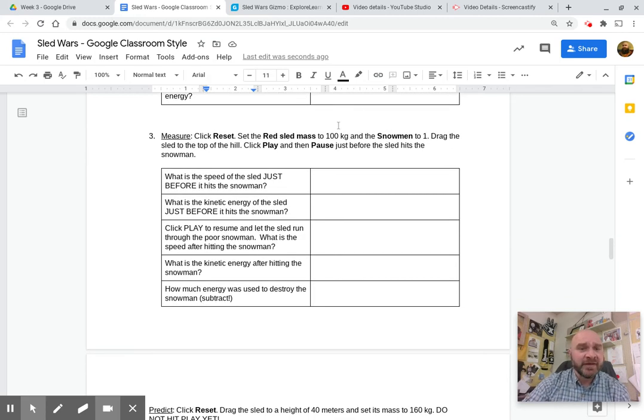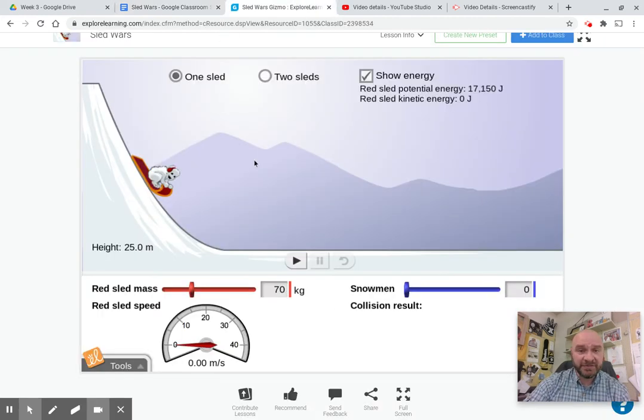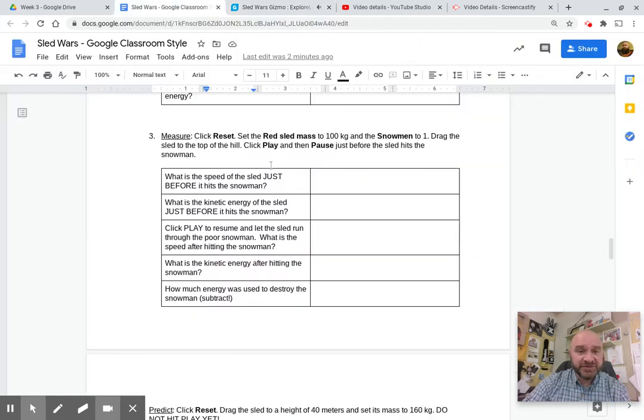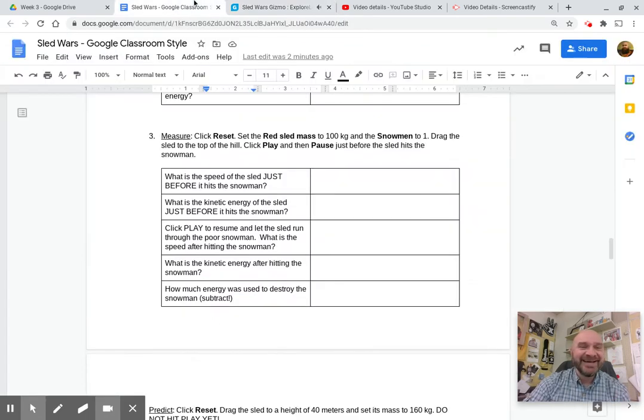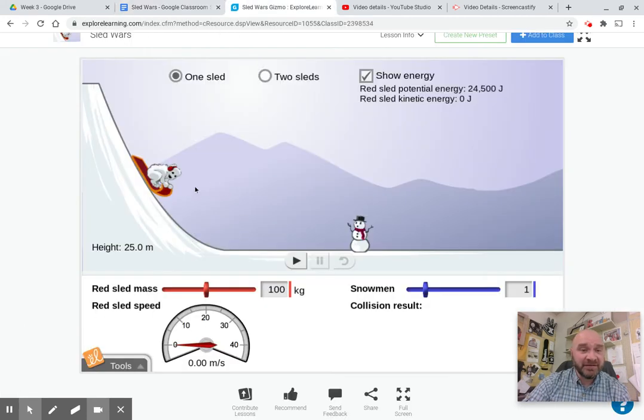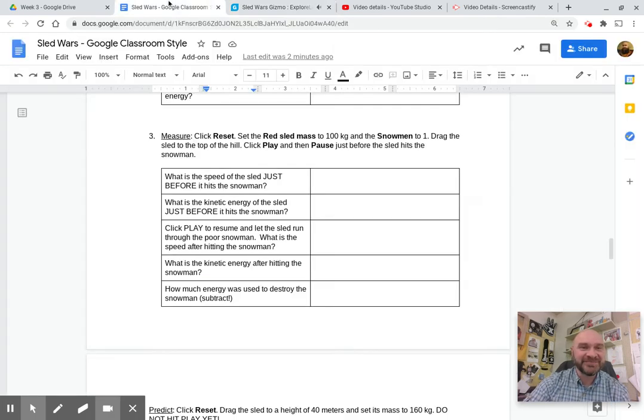All right. And then finally here, click reset, set the red sled mass to 100. Got that. This here says, oh, snowman. I get to bring snowman back. Snowman 1. Yay. All right. Then drag the sled to the top of the hill all the way up. Seems like 50 is my, oh, no, let go. There you go. All right, good.